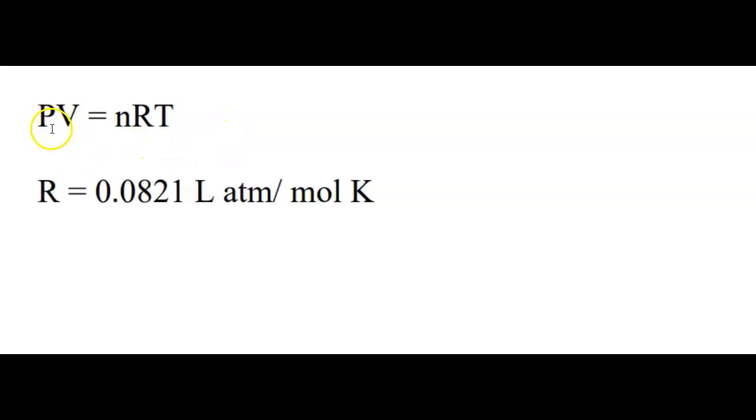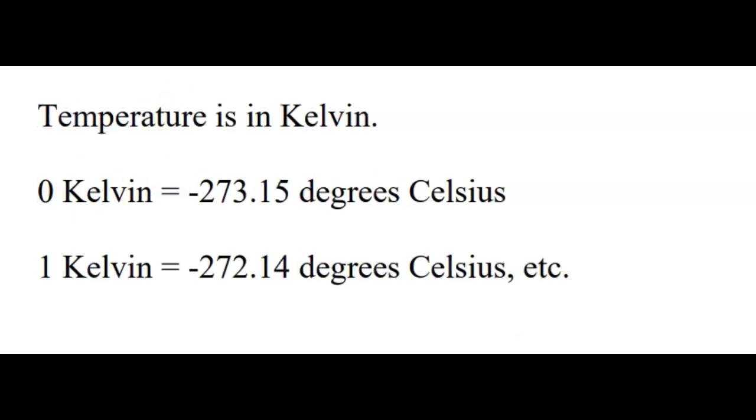Pressure, for us, we're going to measure in atmospheres. V, we're going to measure in liters. N is moles. R is a constant, specifically it's this constant here. And T is temperature. And here's the important thing about temperature: it's measured in Kelvin. To use the ideal gas law, you must use Kelvin. Here's why. You can't have negative temperature and have this work.